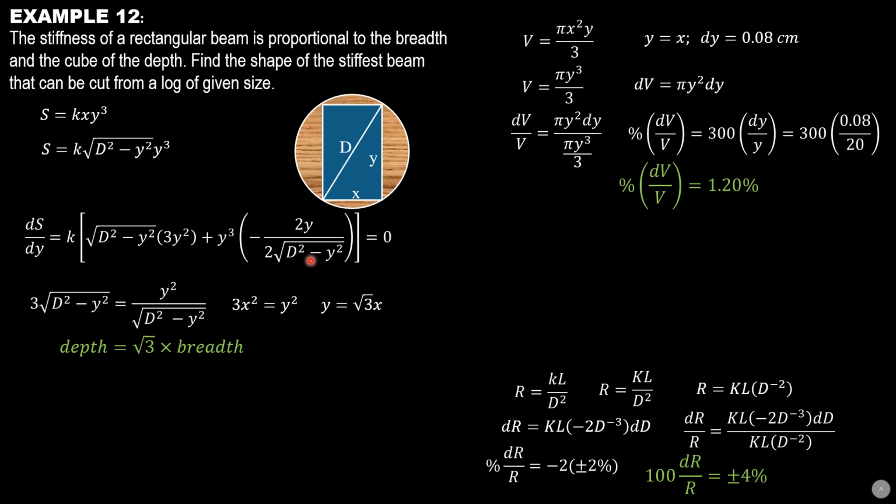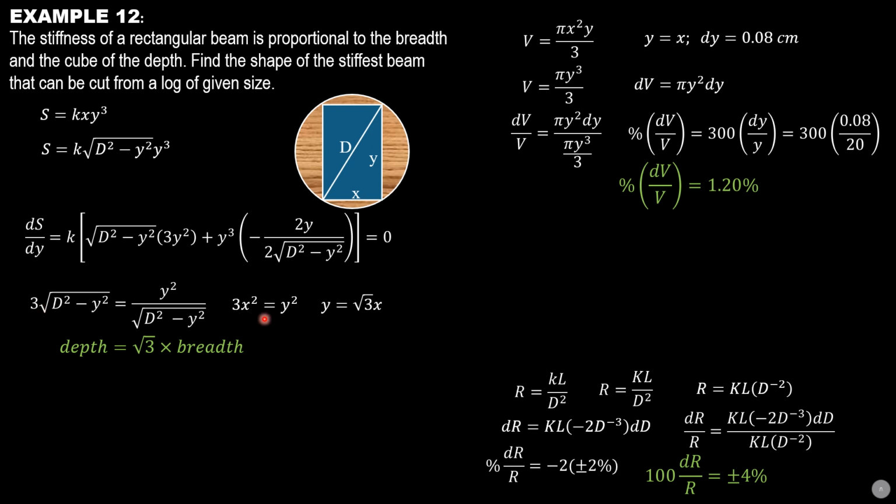Remember the formula of the derivative of the square root of u, then equate to 0. So cancel 2, then we transpose this to the right, so we have positive y to the fourth over positive y squared, rather. Divide everything first by y squared. So this is just 3 square root of d squared minus y squared. And this is y to the fourth over y squared. So y squared left. So y squared over square root of d squared minus y squared.